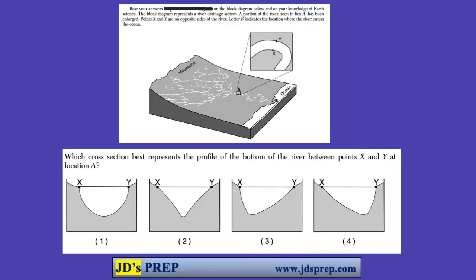The next question asks us to identify which cross-section best represents the profile of the bottom of the river between points X and Y at location A. So the significance of points X and Y, they're located on the inner part and the outer part of a curve in the river, or a meander.